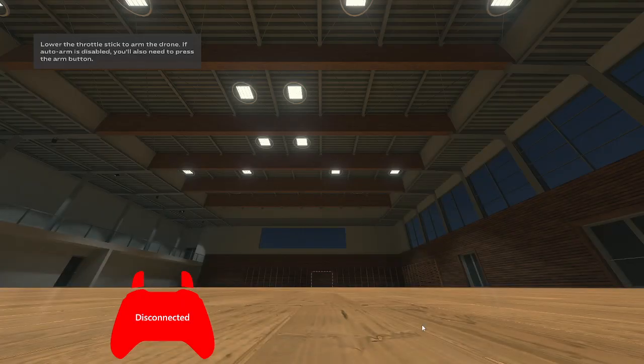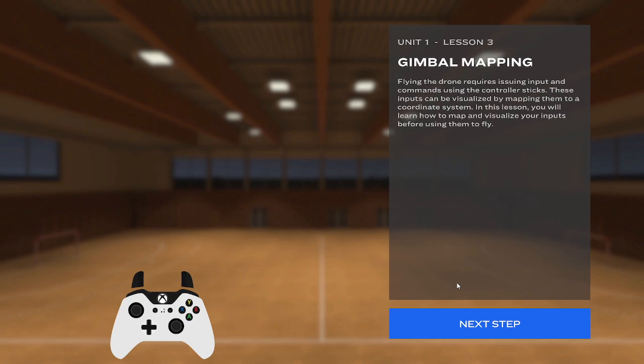Okay. We get it. Controller on, lower the stick to arm the drone. If auto arm is disabled, you'll also need to press the arm button. Easy. Gimbal mapping. Flying the drone requires issuing input and commands using controller sticks. These inputs can be visualized by mapping them to a coordinate system. In this lesson, you will learn how to map and visualize your inputs before using them to fly.